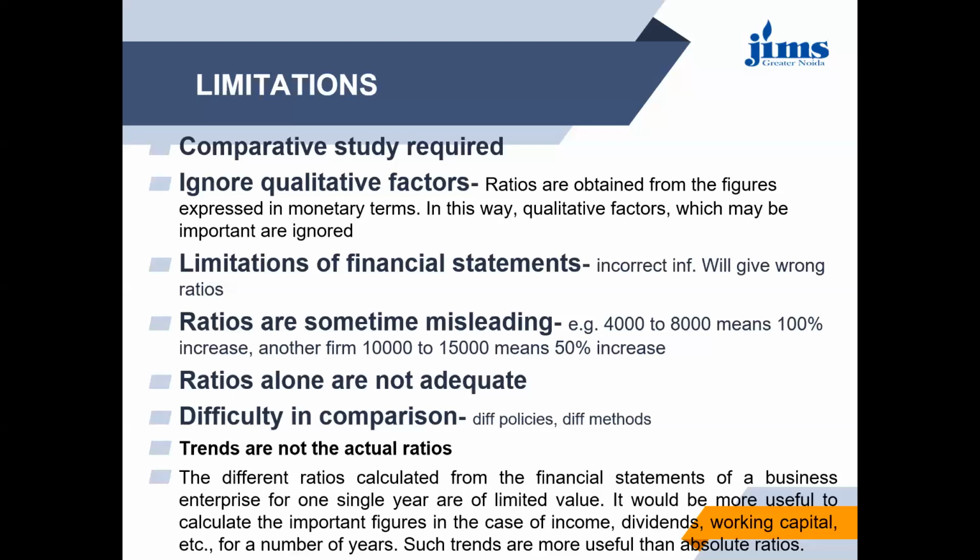The ratios calculated from the financial statements of a business for 1 year are of limited value. So it would be more useful to calculate important figures like income or working capital or dividends for a number of years. So such trends are more useful than absolute ratios.